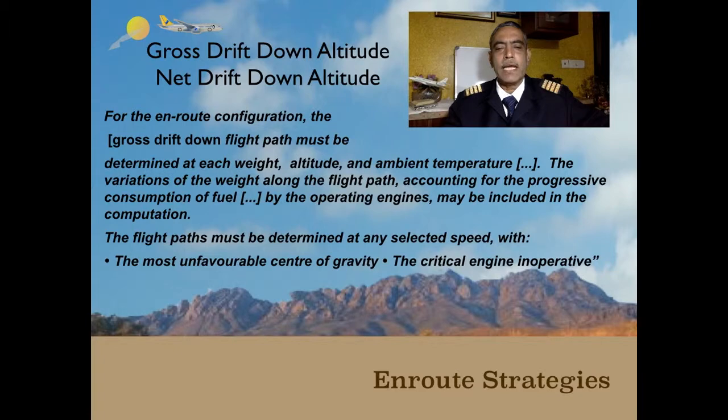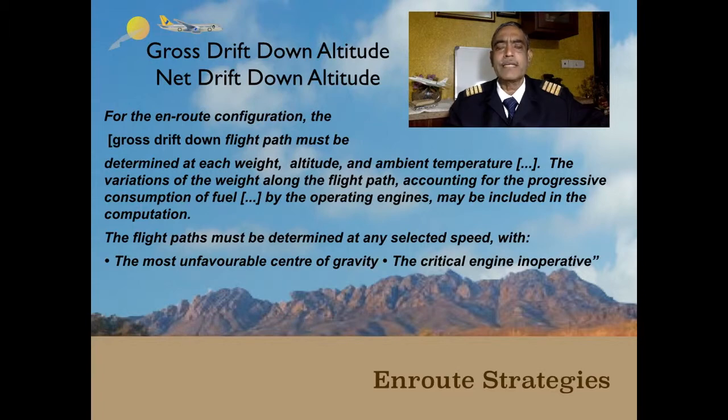So let's see the legal requirements. The gross drift down altitude for an Enroute configuration must be determined for each weight, altitude and temperature. The variations of weight along with flight path, accounting for the progressive consumption of fuel by the operating engine, may be included in computation. The flight path must be determined at any selected speed with the most unfavorable center of gravity and the critical engine inoperative.